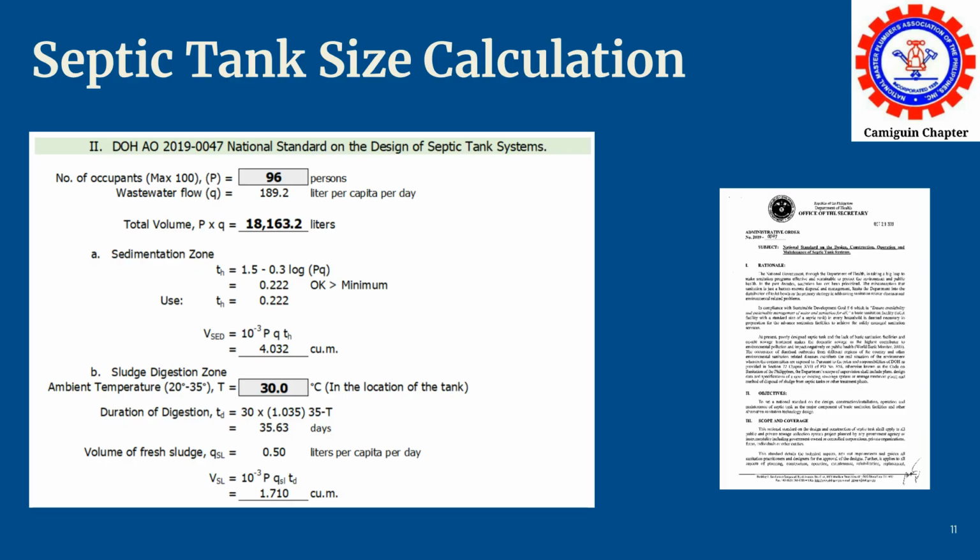Next, we apply DOH Administrative Order 2019-0047, using the same number of occupants in the elementary school example considered in the prior calculations using RNPCP parameters. This standard involves calculating the sedimentation zone volume and the sludge digestion zone based on ambient temperature and digestion duration. These values must be supplied by the designer.